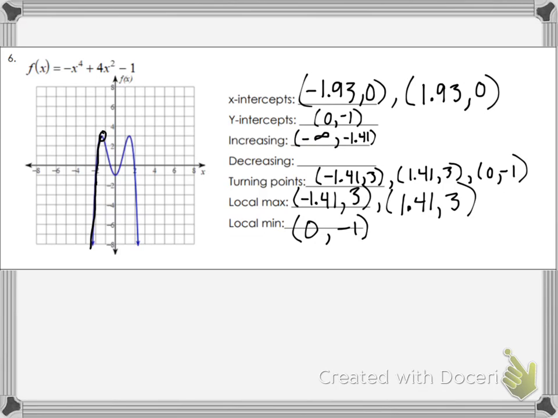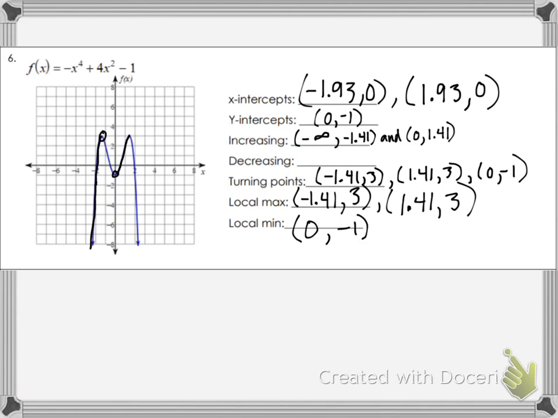Does everyone see that? Is that the only spot my graph is increasing? No. Where else is it increasing? It starts increasing at our minimum, right? What x value is that? 0. All the way up to which x value? 1.41. So I'm going to put 0, 1.41. Are those the only two spots it's increasing? Yes, it is. So there's my intervals for increasing.